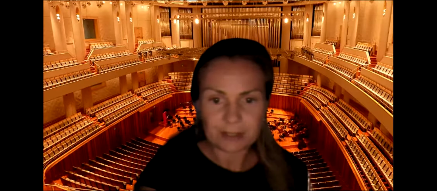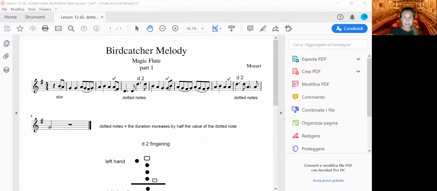So let me share this with you. Share screen, let me see, there it is. And now you should be able to see birdcatcher melody. This is the beginning of a famous aria from the Singspiel of Mozart, the Magic Flute.